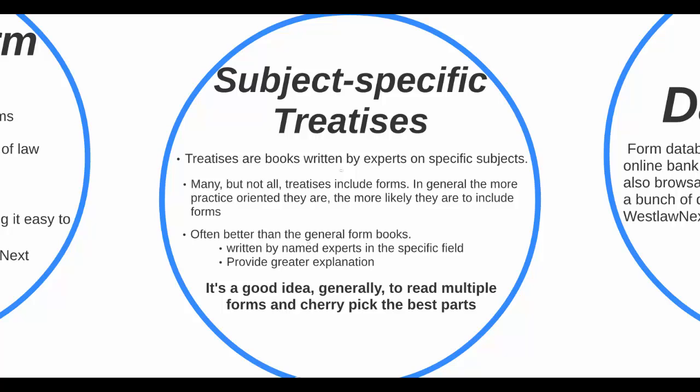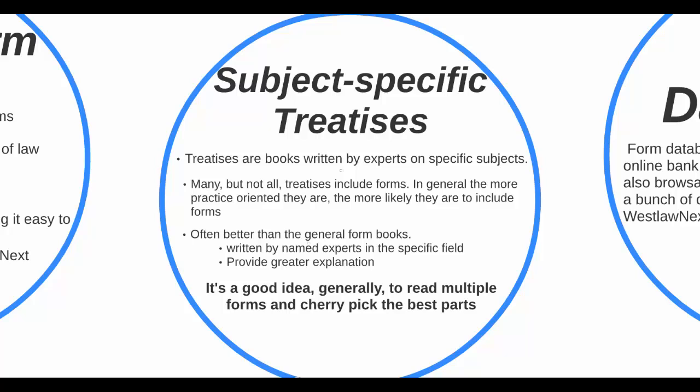Subject-specific treatises are usually either written by faculty members who are experts in their area or by practitioners. For example, Cohn on music licensing is written by Bob Cohn, and he's been practicing music licensing law for 50-plus years. So you know that the people who write these treatises and who choose these forms are experts in their area of law.